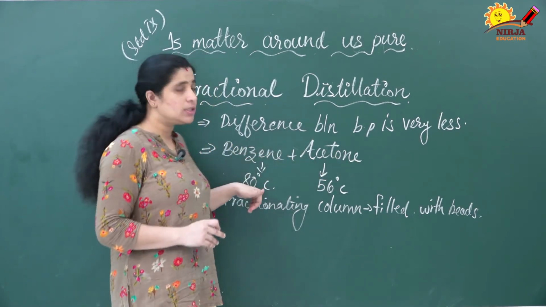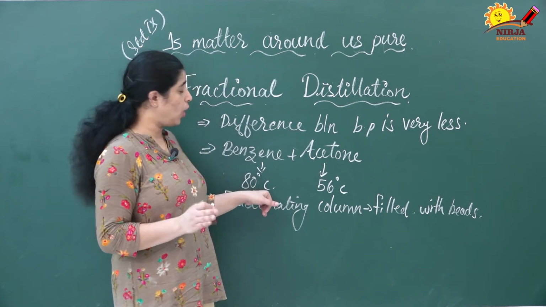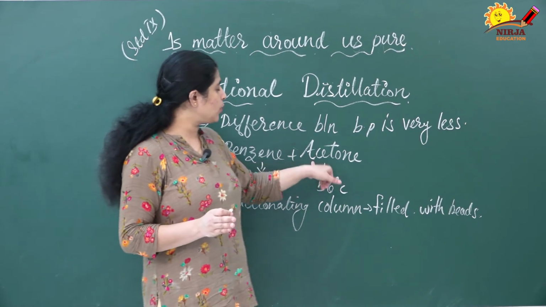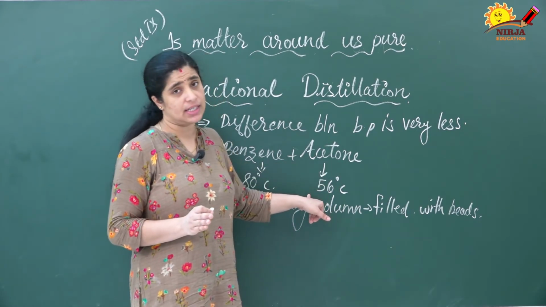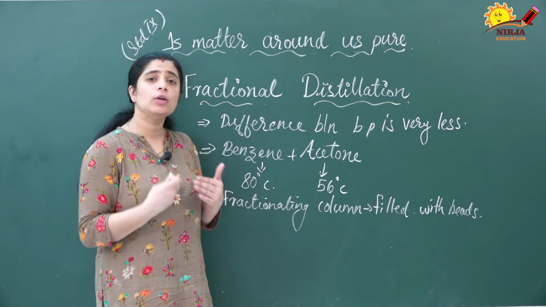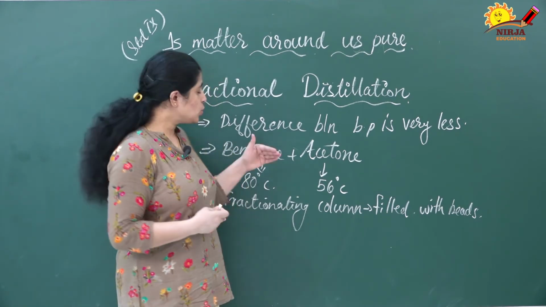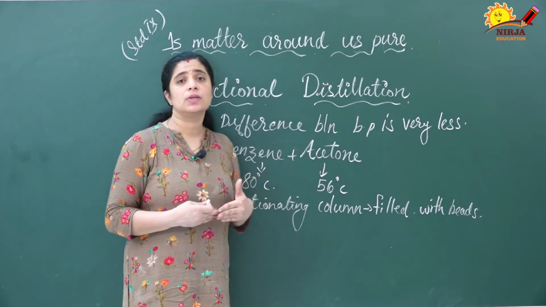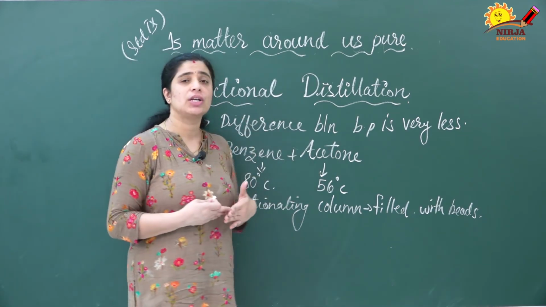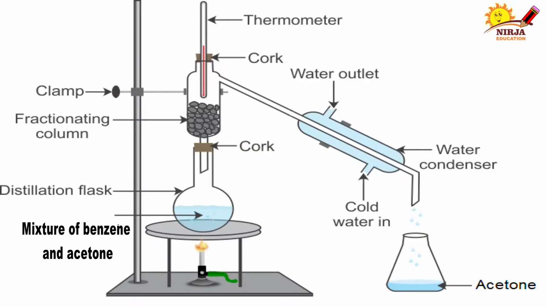Here I have written the temperature, that means the boiling point of benzene. What is the boiling point of benzene? 80, and the boiling point of acetone is 56 degrees Celsius. That means there is no large difference between the boiling points of the two liquids. So it is difficult to separate these liquids by the distillation method. That is why we are using this fractional distillation method. Here on the screen you can see the fractional distillation apparatus and how the arrangement is done.